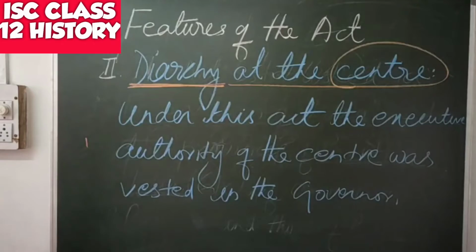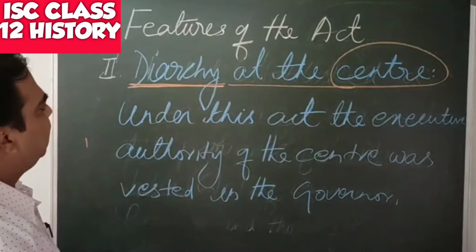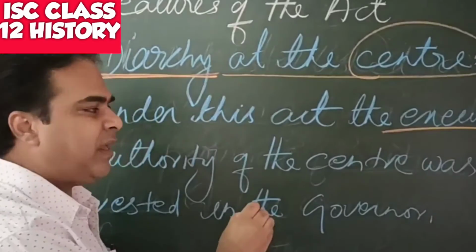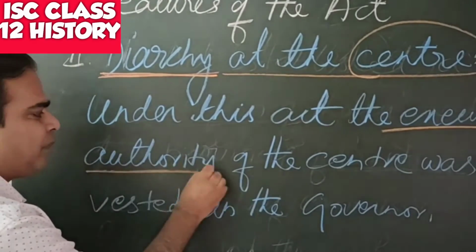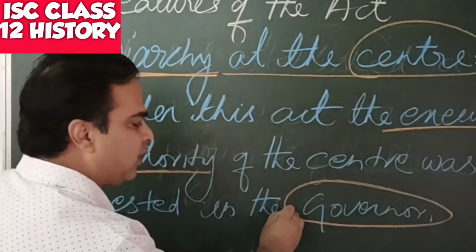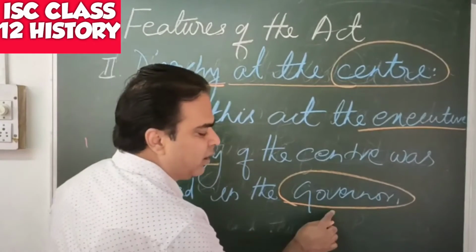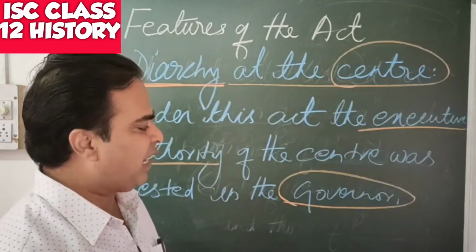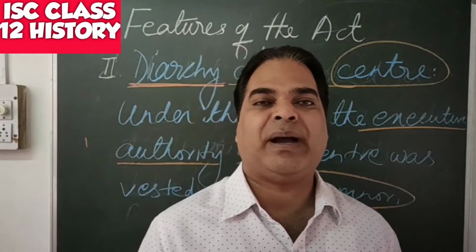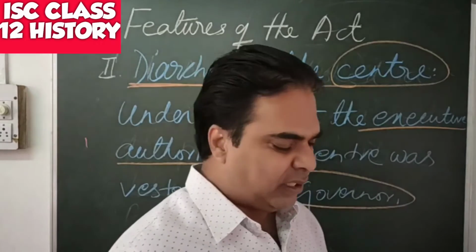According to this feature, the executive authority of the center was vested in the governor. So who was the center of power? The governor. The executive authority was in the hand of the governor, and the governor was the one appointed by the British government. The governor was not elected; he was appointed by the British government.